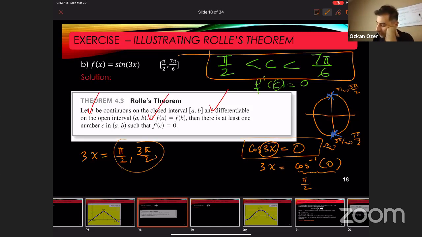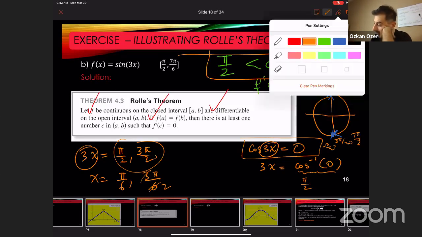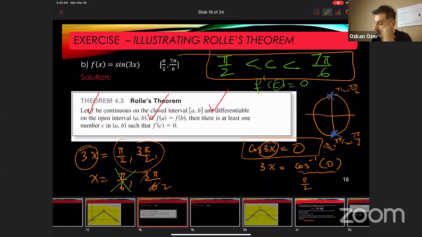Okay. Let's go with these two values and see if there's anything popping out of that. So this is 3x, by the way. So 1x is going to be pi over 6, and the other one is going to be 3 pi over 6, in other words, pi over 2. As you see, pi over 6 is not in this interval, right? Pi over 6 is not in this interval. So I can immediately discard that. What about pi over 2? Well, pi over 2 is not in this interval either, because c cannot be an endpoint, right?